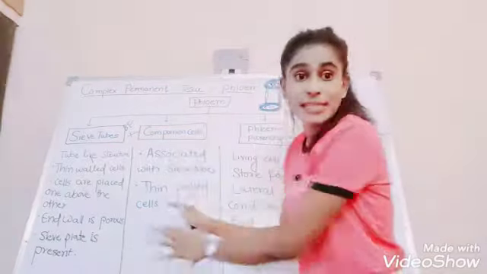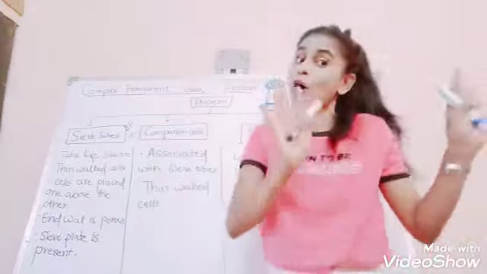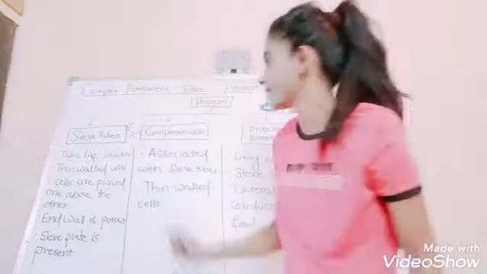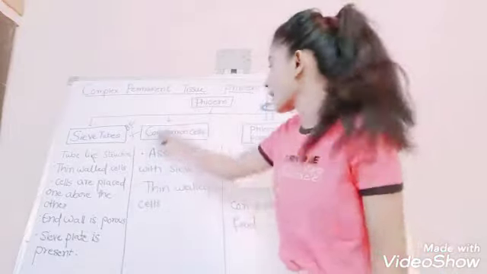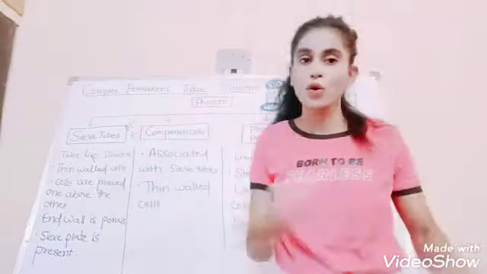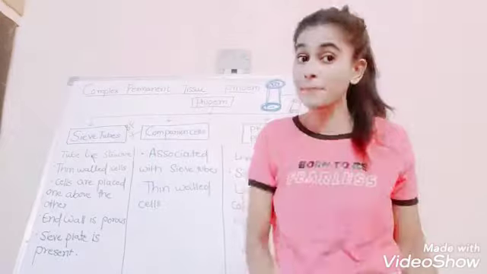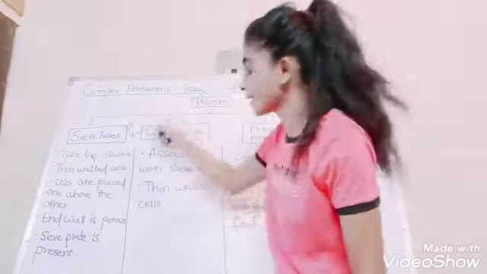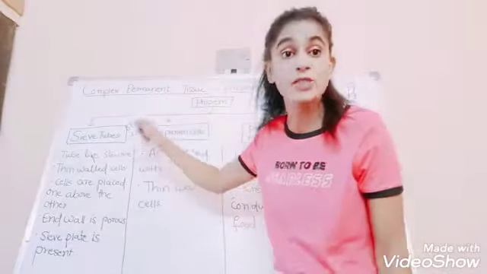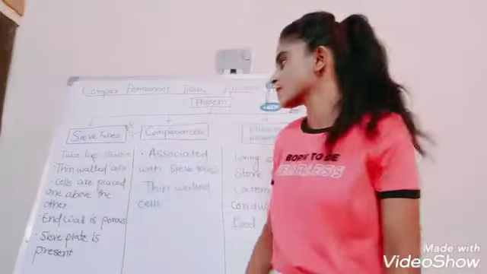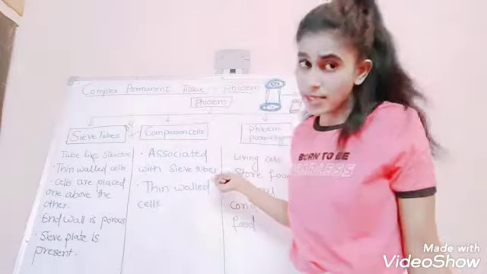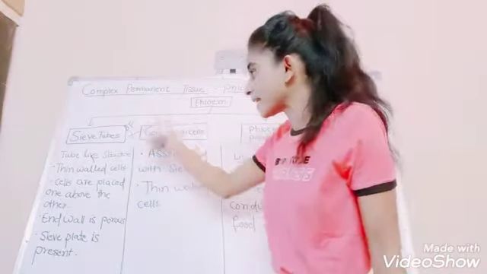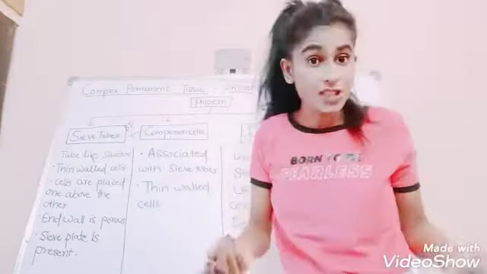This companion cell is not going to do anything. It will only accompany its friend. Who is its friend? Sieve tube. So this companion cell is going to do no work at all except supporting or accompanying its friend, that is sieve tubes. It is definitely associated with sieve tubes. It will also participate and help the sieve tubes in the conduction process.